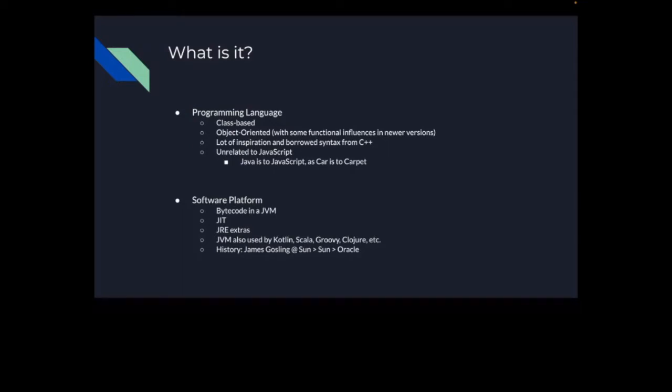It's a class-based, object-oriented programming language, with some functional influences here and there in some newer versions. Object-oriented essentially means that rather than dealing with functions and running functions to calculate something, we're dealing with objects. We deal with things and then we manipulate those things. That's a very simple way of describing object-oriented programming. You have objects and then you manipulate those objects with one another.